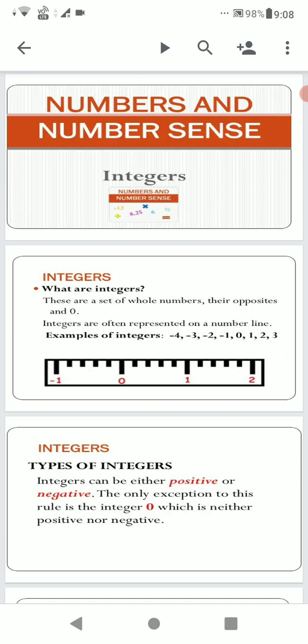Students, today I am going to teach you chapter number 6, integers. So, let's learn about integers.